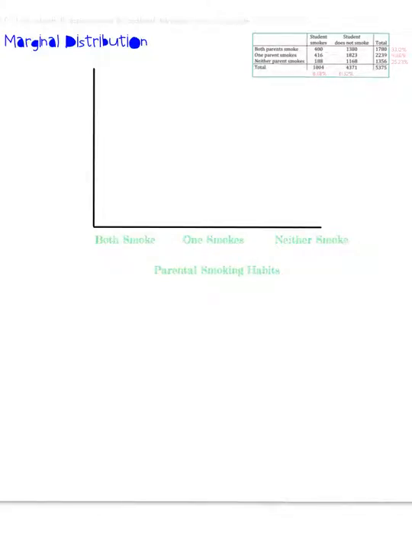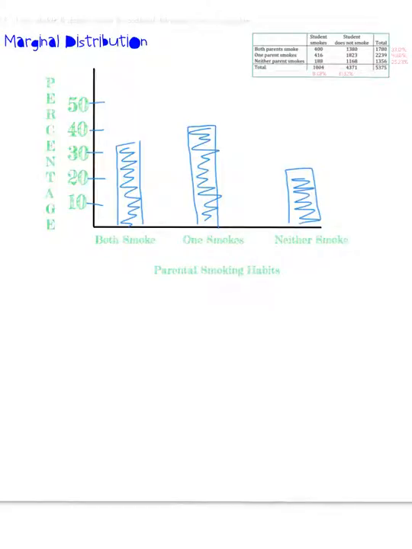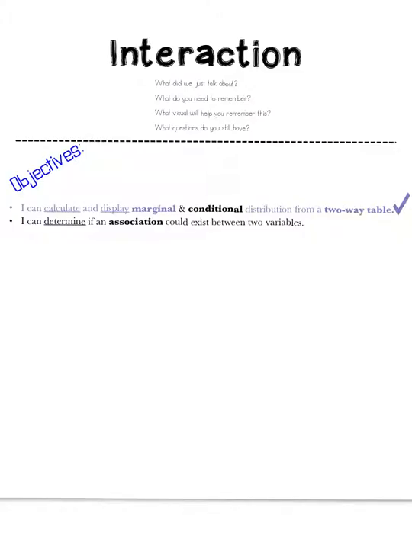All right, and then we're talking about percentages. So we're talking about what percent fall into each category. So my y-axis is going to be percent, going up to probably about 50% because I have a 41%, well 42 if you round to the nearest whole percent. So I've got my percentages up to about 50, and now I'm just going to graph my data. All right, so that's a rough sketch of that marginal distribution of whether or not parents smoke. So we have calculated and displayed marginal distribution from a two-way table.